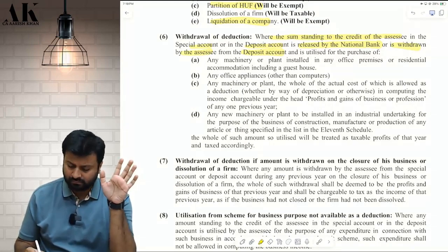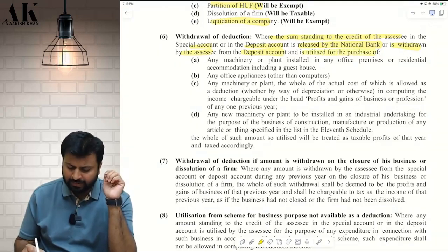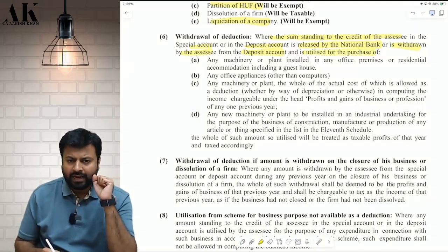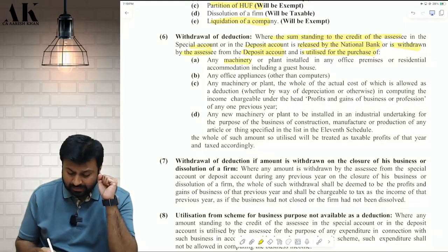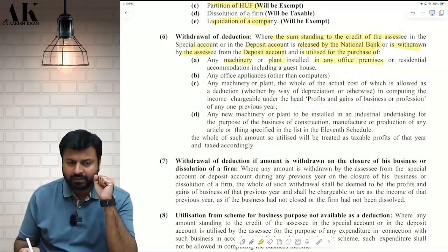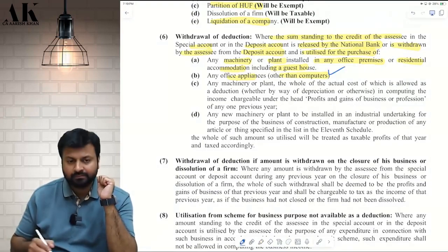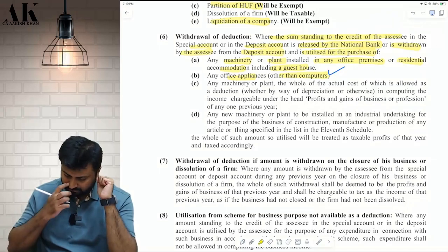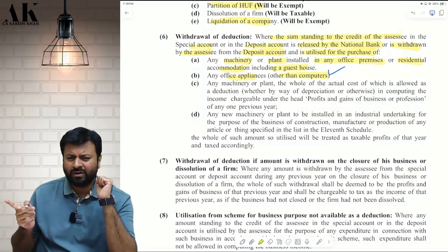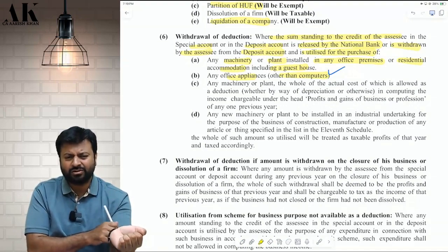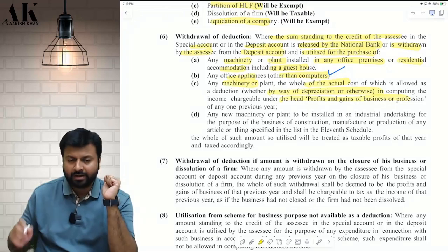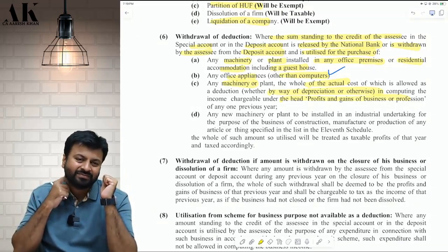In any case, and is utilized for the purpose of, and you have utilized that money for what? For purchase of what? Any machinery or plant installed in any office premise, or residential accommodation including guest house. Or any office appliance other than computer. Computer is okay. Or next point, similar to what we have done in additional depreciation also: any machinery on which you have already claimed 100% deduction. Remember or not? Right?